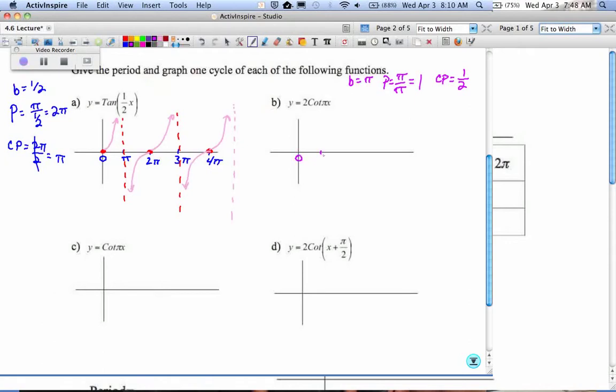The next one will be at 1/2. And the next one is at 1. Now that really is one cycle of it, but we go out to 2, so we do 3/2 out to 2. What does cotangent start with? At 0, cotangent starts with a 0 or an undefined? Undefined.